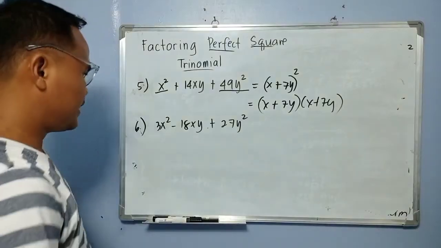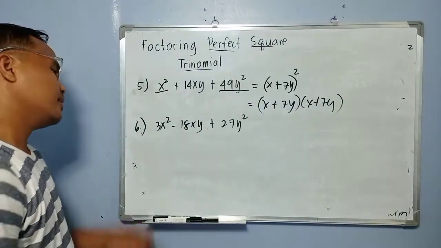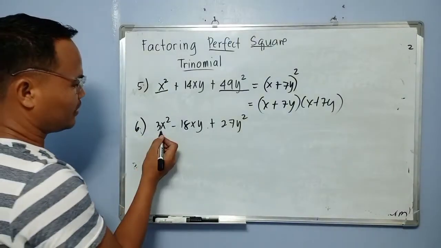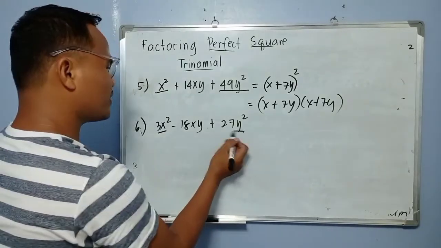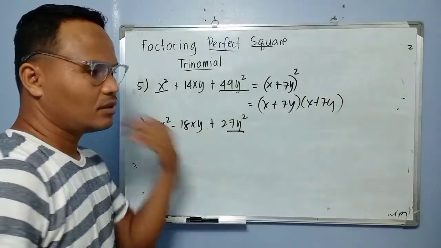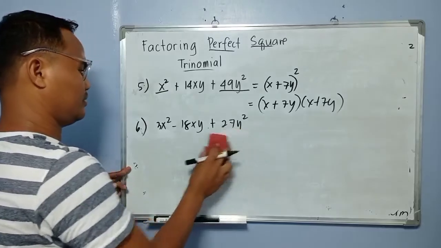Okay, another example, number 6: 3x squared minus 18xy plus 27y squared. Now, is this a perfect square trinomial? Let us check. Is 3x squared a perfect square? No. Is 27y squared a perfect square? No. So the first condition is not satisfied, so this is not a perfect square trinomial.